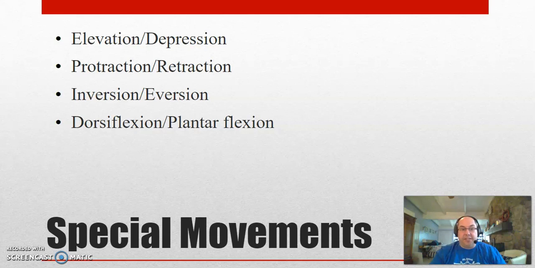Dorsiflexion, plantar flexion. This is something that has to be done to the foot. So imagine my hand is a foot. When I pull my toe up, so when I'm lifting my toe up so that my heel is down and my toe is up, that is called dorsiflexion. When you point your toe so that your toes stick flat out, that is plantar flexion. Like when you stand on your tiptoes. So the easy way for me to remember this, the back of your hand and the back of your foot is considered to be the dorsum.